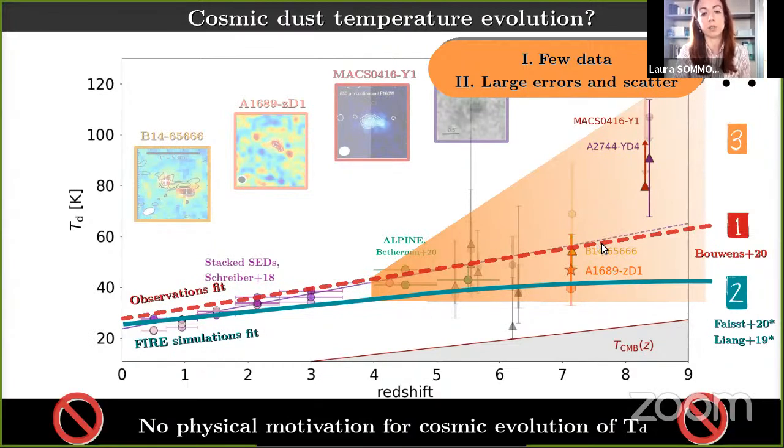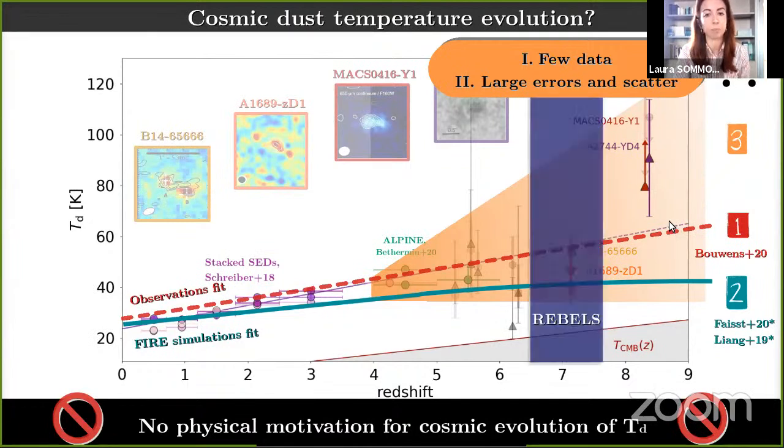But most of all, there's an elephant in the room that we are ignoring, which is that there's no physical motivation for any cosmological evolution of the dust temperature. In fact, both of the curves that I'm showing here are fits either to observations or simulations, but they do not rely on physical modeling. At least for the observational limitations, the recent ALMA large program REBELS can really help us progress further.